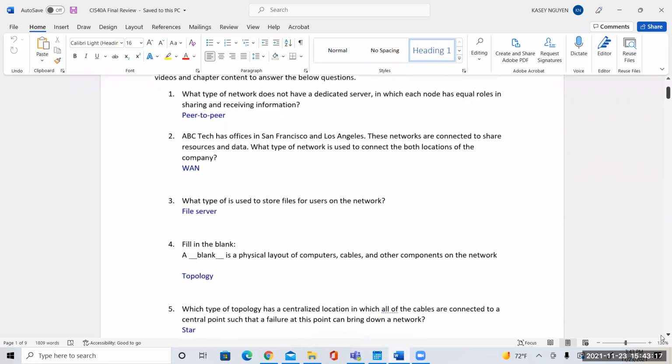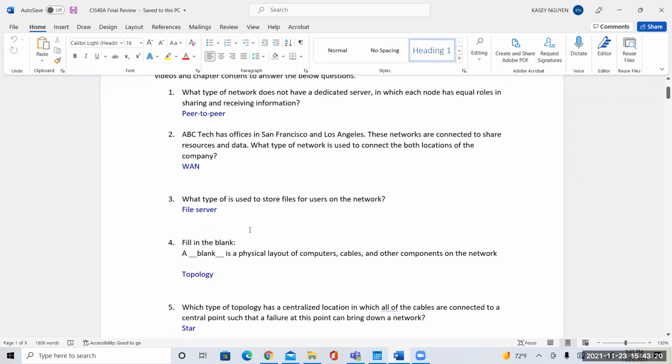For 3, what type of, sorry, sometimes I type fast, my hands are not as fast as my mind. But what type of server is used to store files for users on the network? Let me highlight this so I can come back to the student file and fix it. That will be a file server, and we can use different types of file server, but commonly you would have FTP, or if you want the user to authenticate, you can also use FTP, but we want to use a secure way to transfer files.